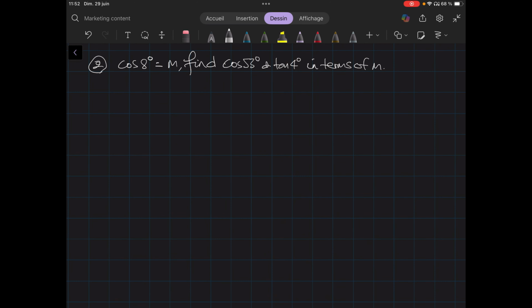Question 2. You're given that cos of 8 degrees is equal to m. Find the value of cos of 53 and tan of 4 degrees in terms of m. First item, cos of 53 degrees. That is cos of 8 degrees plus 45. So we're just going to use the compound angle formula.